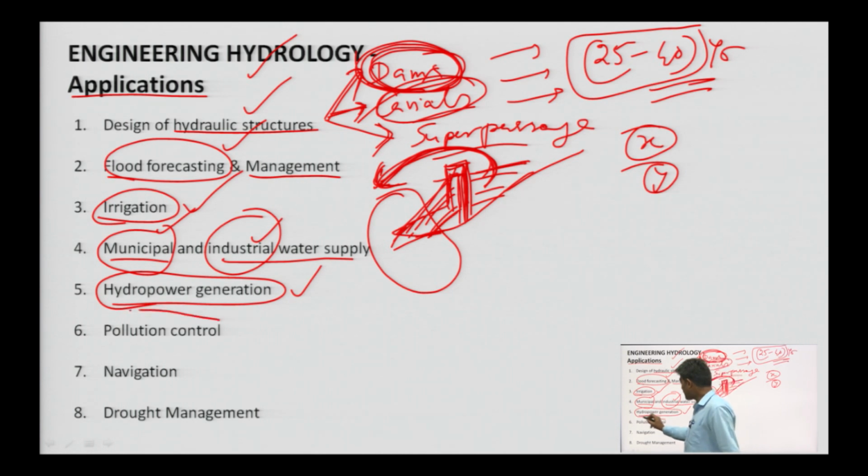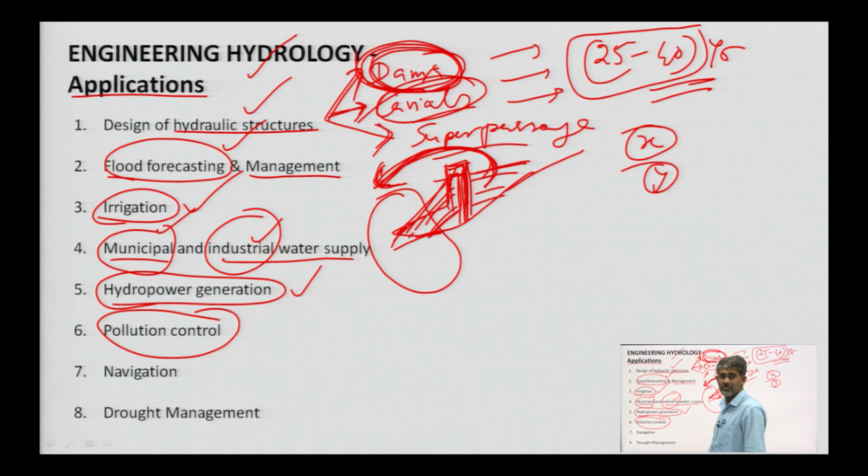In pollution control, of course, there is a requirement of water. So, water demand comes from pollution control, and that demand has to be fulfilled by this. The next application is navigation.